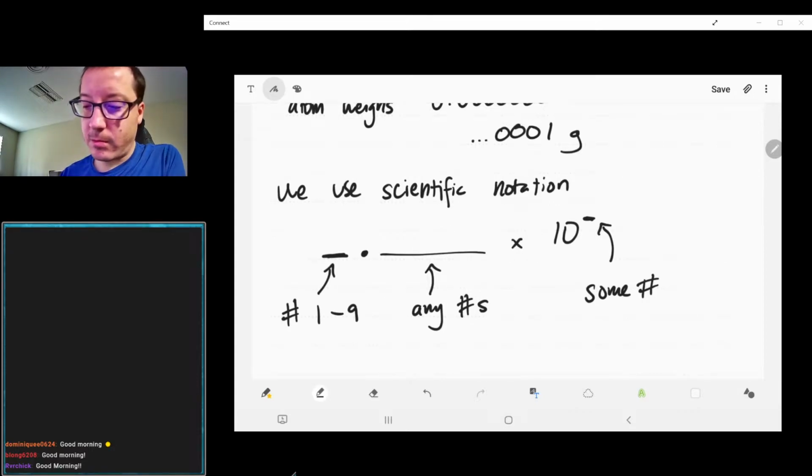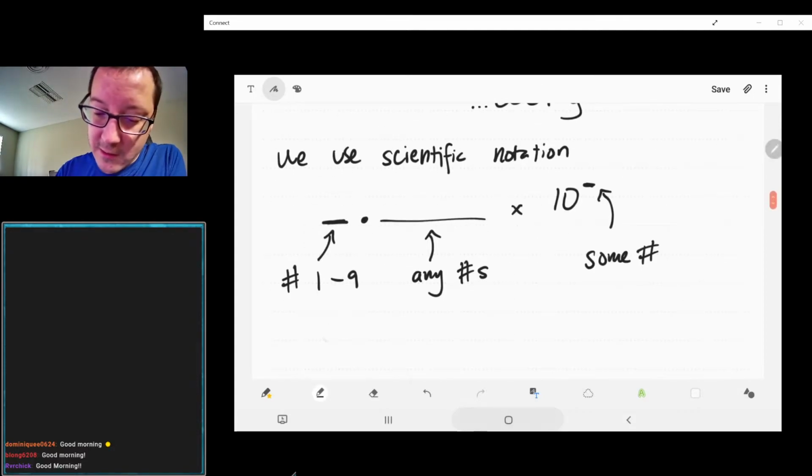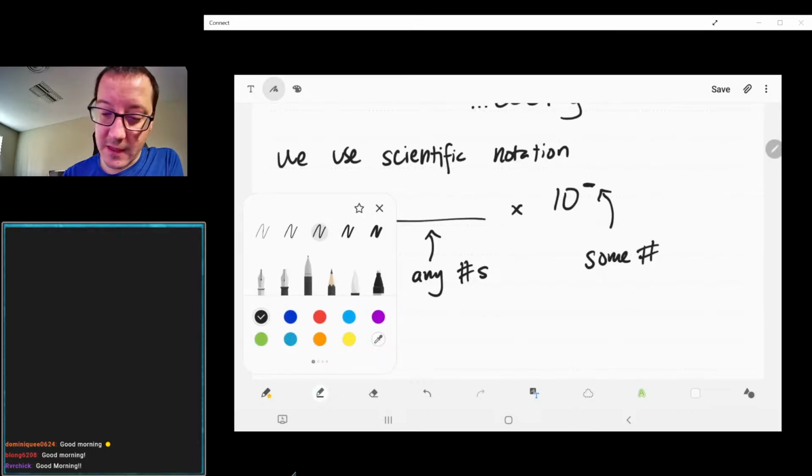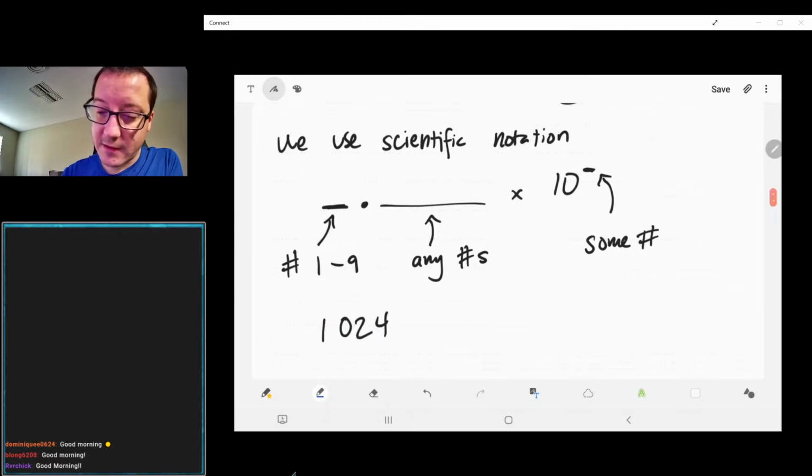For example, if we had the number 1024, we could move this into scientific notation. How we want to do this is we can only have one number in that pre-decimal spot.